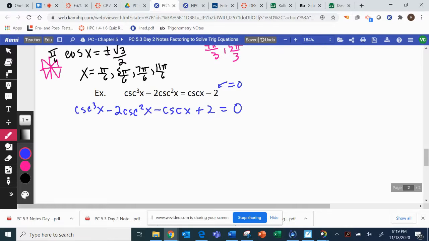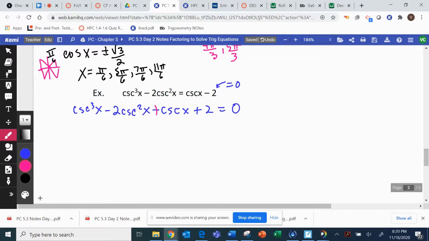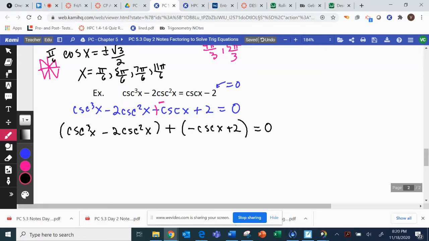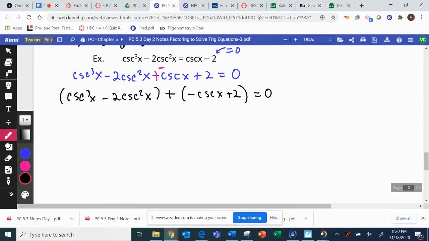There are no like terms. So I have 4 terms. I have to do factor by grouping. In order to do factor by grouping, in the middle, I have to have a plus sign. So I'm going to change this to plus and negative. So when I do my groups, I'm going to have one group of cosecant cubed x minus 2 cosecant squared x plus, and then I will have negative cosecant x plus 2. So my 2 groups separated by addition. So this is not factored because it has addition.